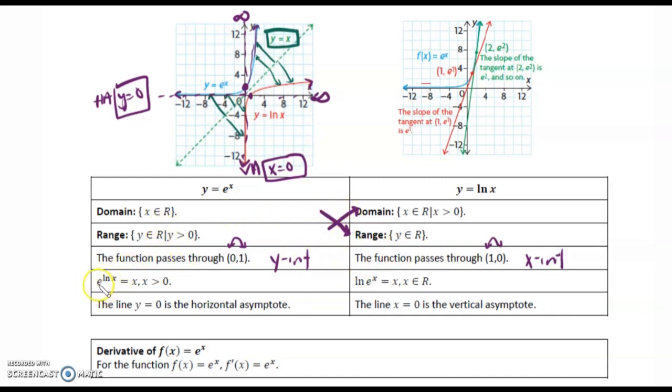Now, e to the ln x equals x, because e and ln basically cancel out, when x is greater than 0. And then ln e to the x, again, these cancel. X equals x, that makes sense, for x a real number. Okay, and the line y equals 0 is the horizontal asymptote. The line x equals 0 is the vertical asymptote. Again, this one and this one as inverses, that makes sense because they would switch. They would reflect in the x equals y line.